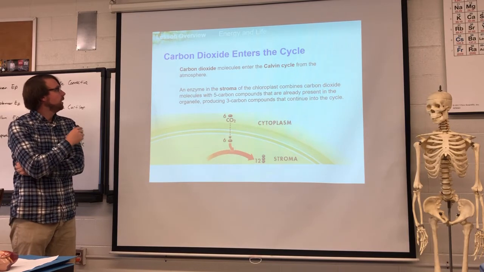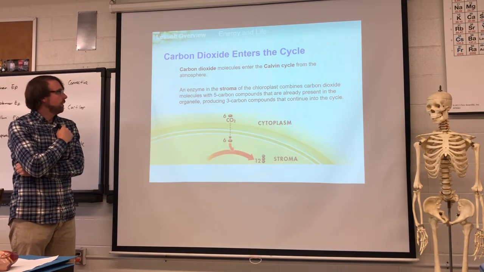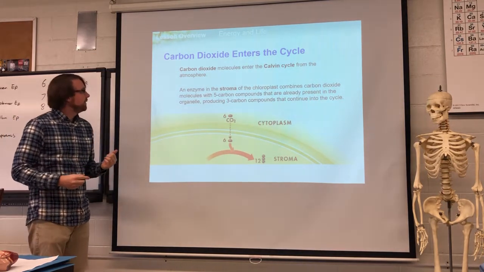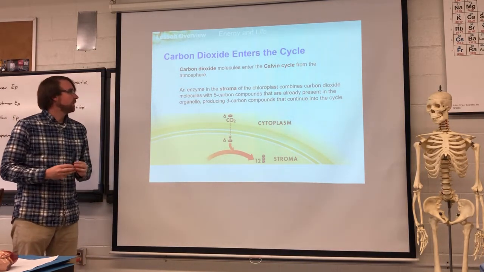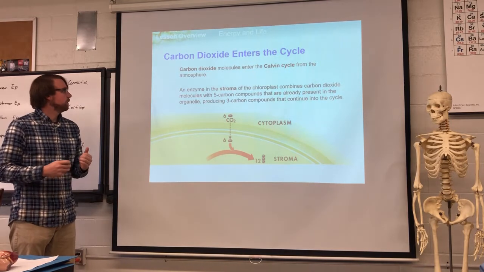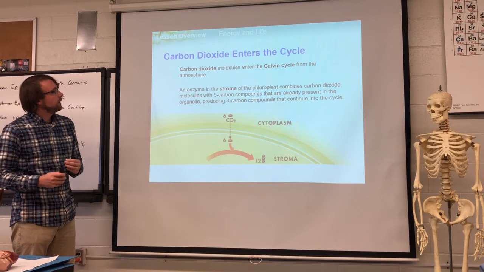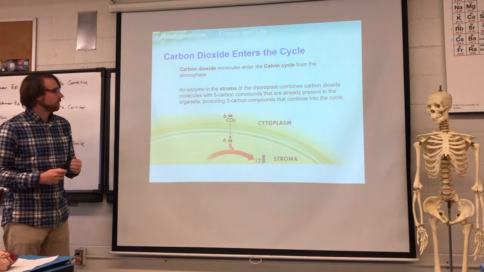This cycle begins when carbon dioxide molecules enter from the atmosphere. An enzyme in the stroma of a chloroplast combines the carbon dioxide molecules with 5 carbon compounds that are already present in the organelle, producing 3 carbon compounds that continue the cycle.